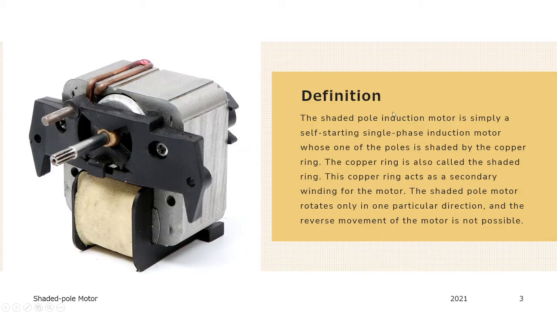So, yung definition niya po is, the shaded pole induction motor is simply a self-starting single-phase induction motor whose one of the poles is shaded by the copper ring. The copper ring is also called the shaded ring. This ring acts as secondary winding for the motor. The shaded pole motor rotates only in one particular direction. The reverse movement of the motor is not possible.